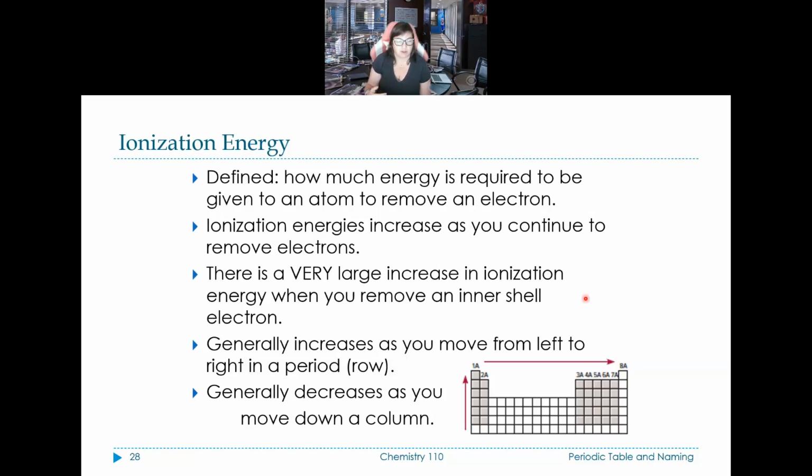There's a very large increase in ionization energy if I remove an electron from an inner shell. So it's fairly easy to take it from that valence shell, unless that valence shell is completely full, all right? But if there's only a few things out there, then it's fairly easy to pull it off. And it generally increases as you move from left to right in a period and from bottom to top. So it's easier up here than it is down here. And it's easier over here, okay? So that's how much energy is required to be given to an atom to remove an electron, okay?